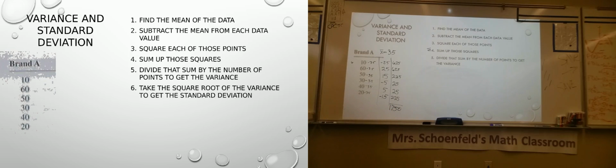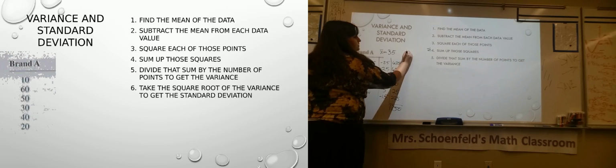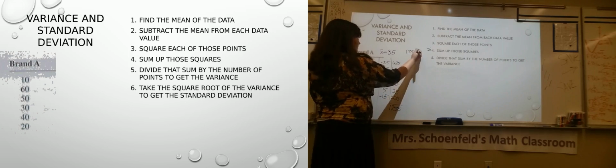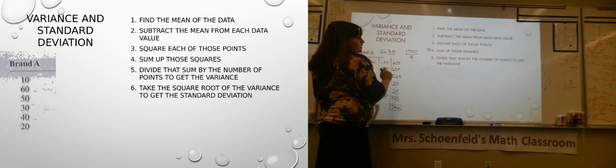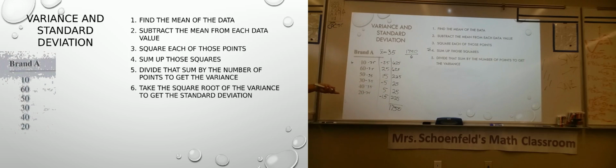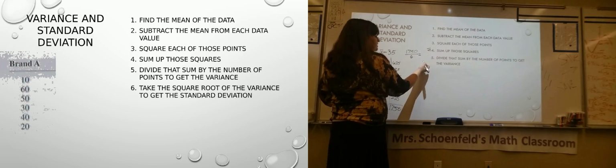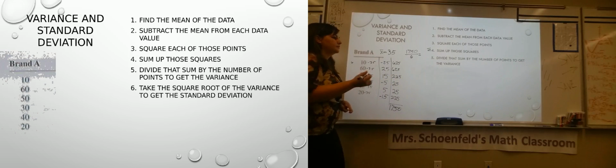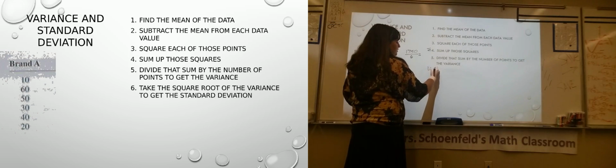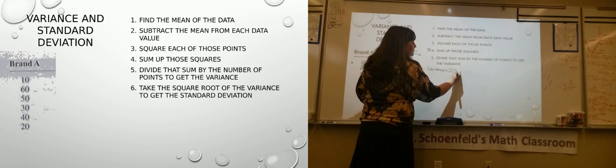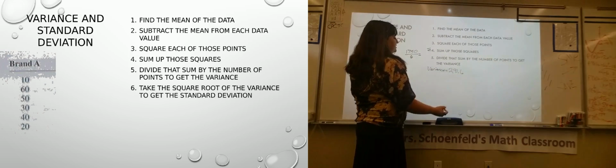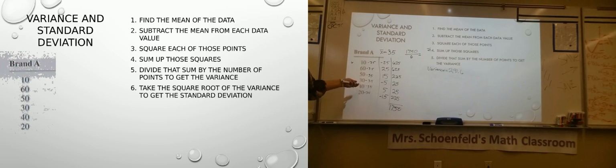Divide that sum by the number of points we had. So how many points did we have? We're actually just doing 6 divided by 6. Divide that to get the variance. So whatever that number is, that's called our variance: 291.6.